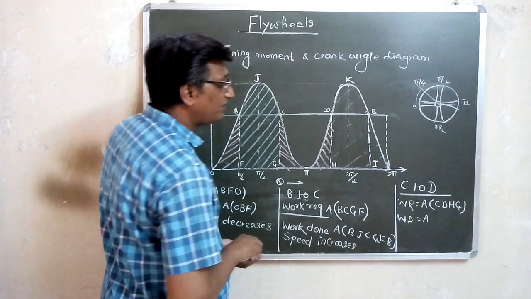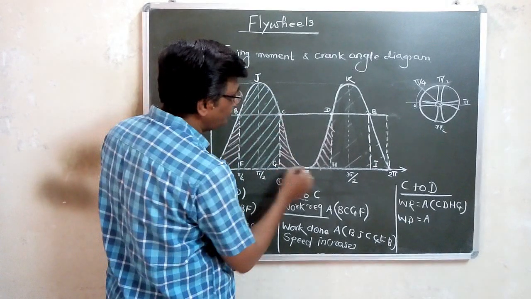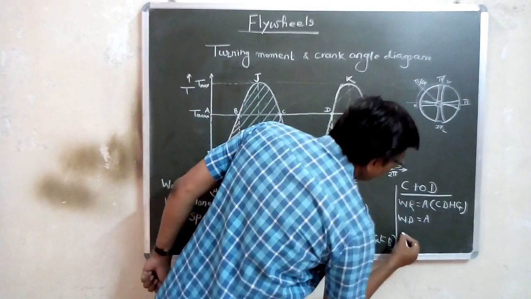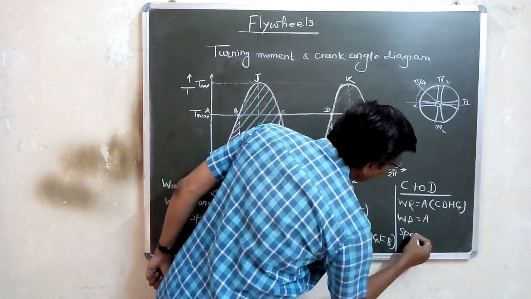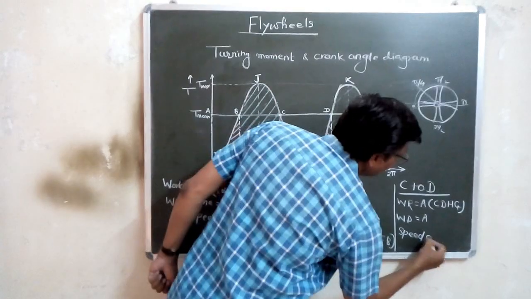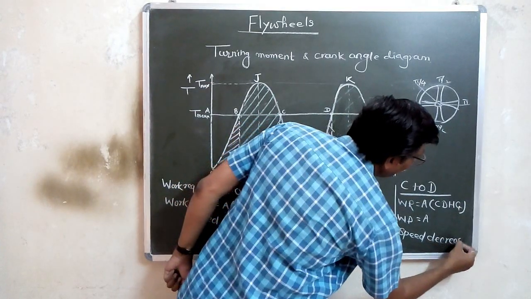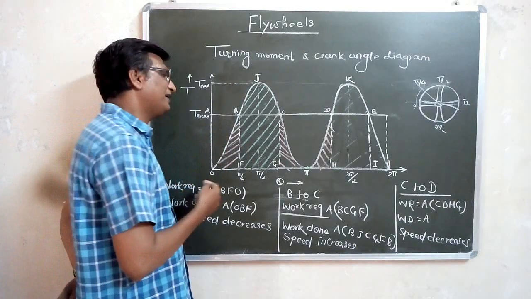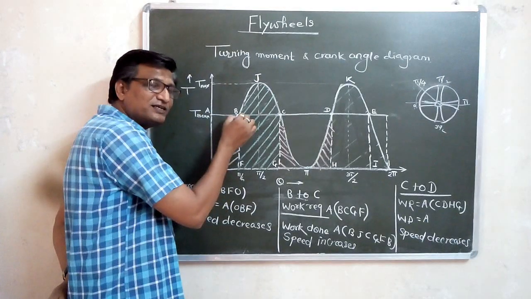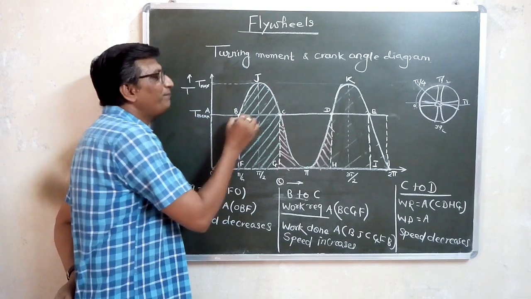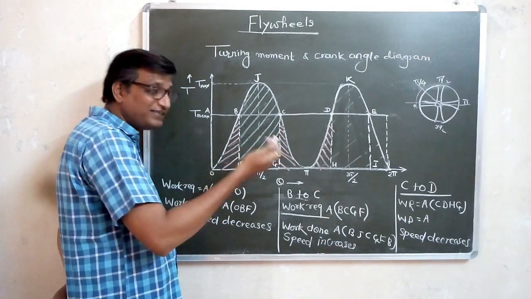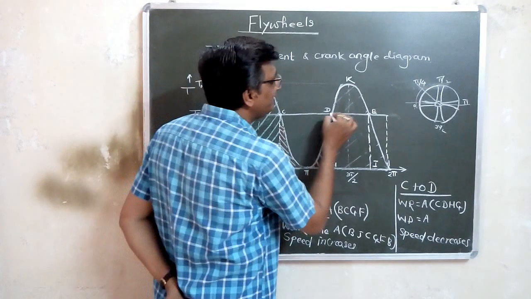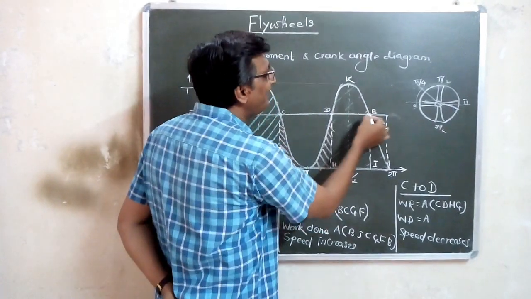So it is nothing but the area done is C, G, and this is any point. So that will be okay. So here you can say speed decreases. Okay, done. So what happens here? If you see simultaneously, when A to B it goes, its speed decreases. When B to C it goes, its speed increases. When C to D it goes, its speed decreases. From D to E, if you see, its speed again increases.